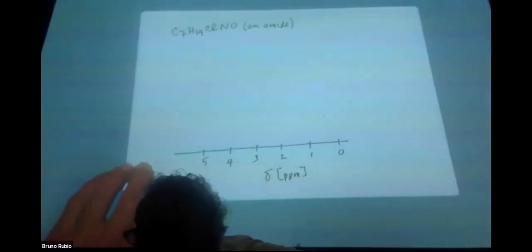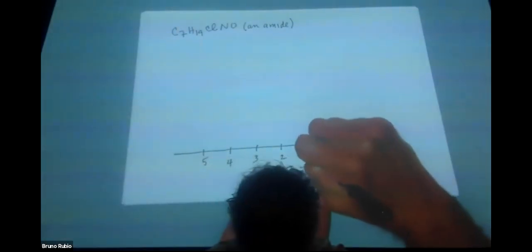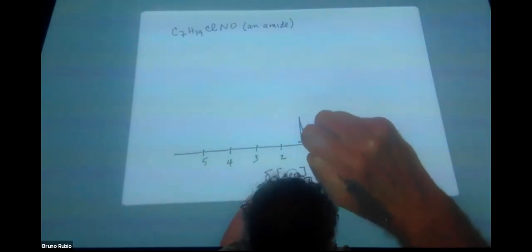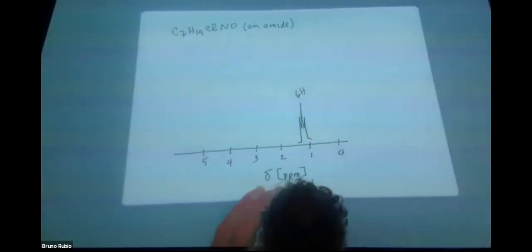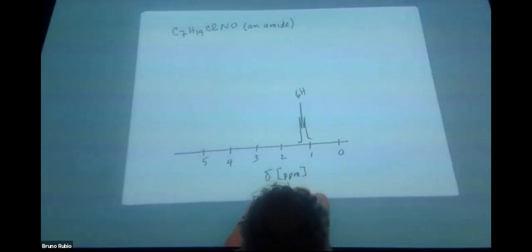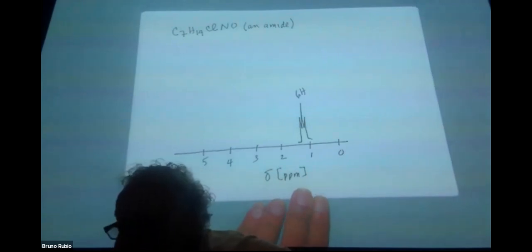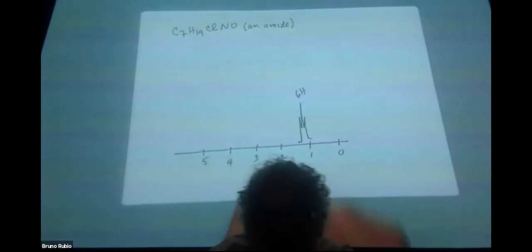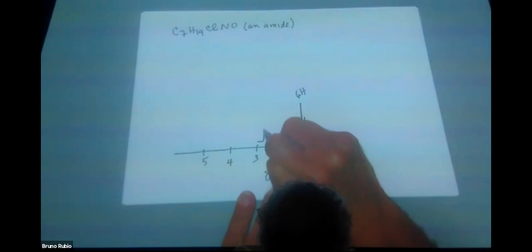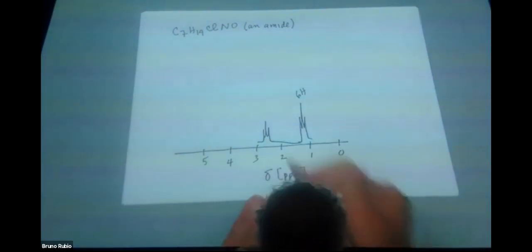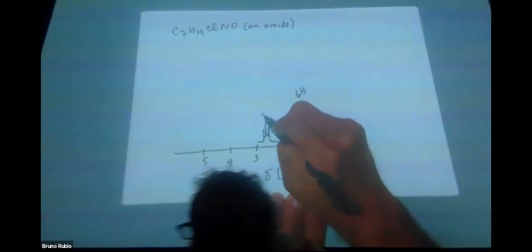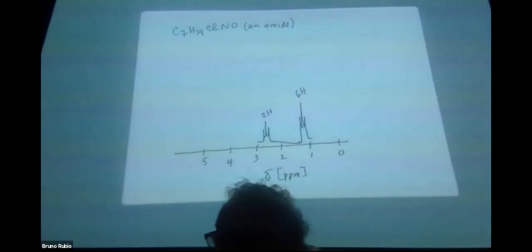At a little bit beyond 1 ppm, I see a triplet, and this guy is worth 6 hydrogens. So that's the integration: 6 hydrogens are giving rise to that signal. Then at about 2.5 ppm, I see another triplet, and the integration here is 2 hydrogens.